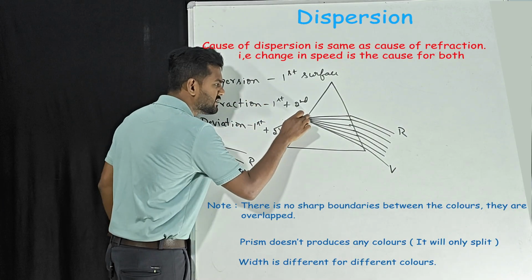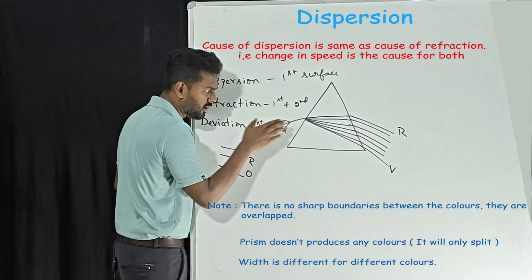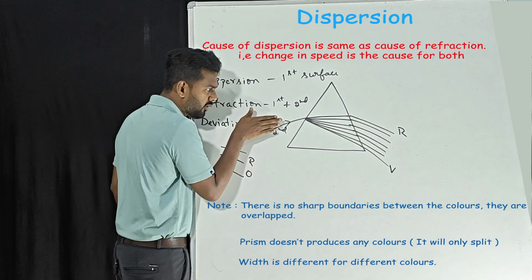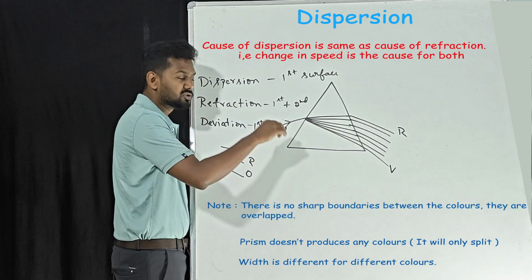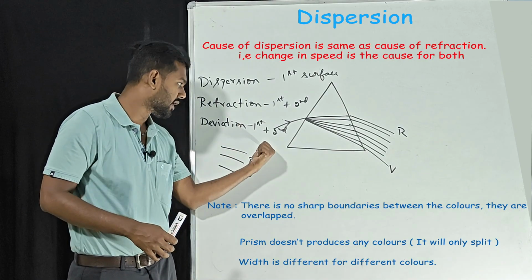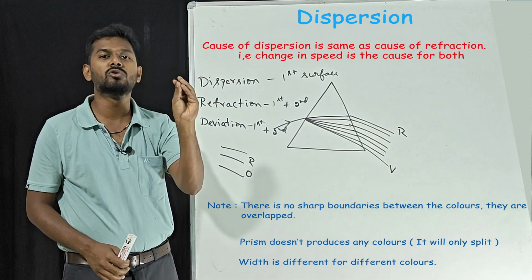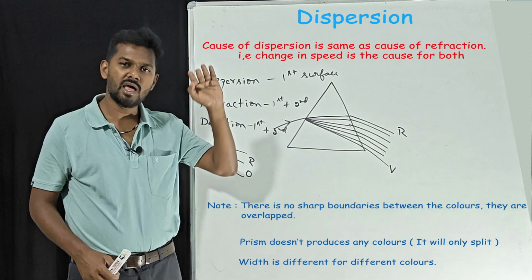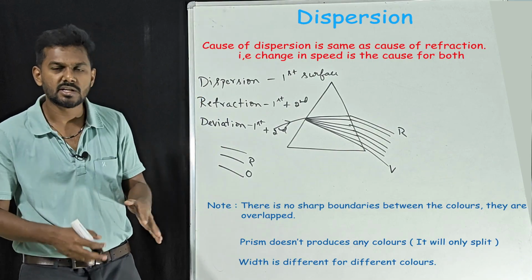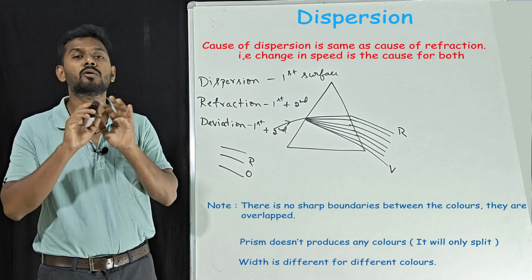This is red, the first layer is red and the last one is violet, which has taken more turn. Red is going almost like this. There is a small change in angle, but for violet there is a huge change in angle. So violet is the most deviated color, whether it is from air to glass or glass to air. In both cases, violet is the most deviated color, and red will be the least deviated color. These are the things you should know. If you know these things, then we can solve each and every theory question without any problem.